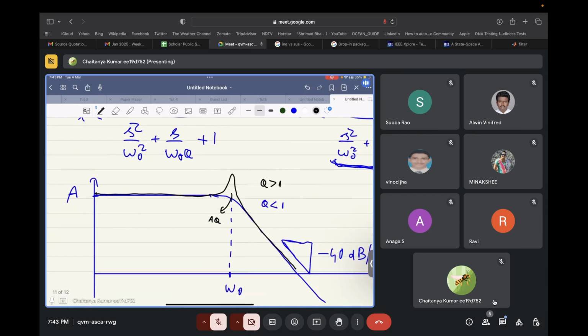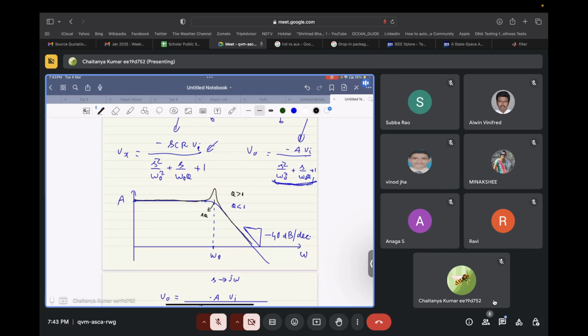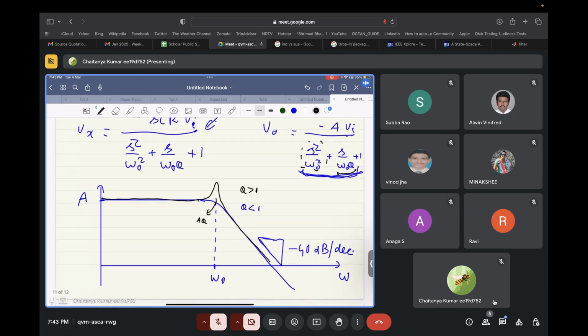So at very low frequencies, still it will be equal to A. At very high frequencies, only S square term will dominate, so Q doesn't matter. And only near omega equal to omega naught, we will see a peaking in the magnitude response. And since Q is greater than 1, A times Q will be greater than A, so we will see a peaking like this. Is it clear so far? Sir, whenever Q is greater than 1, there will be peaking. Yeah, whenever Q is greater than 1, the magnitude response will look like the black curve. Okay.